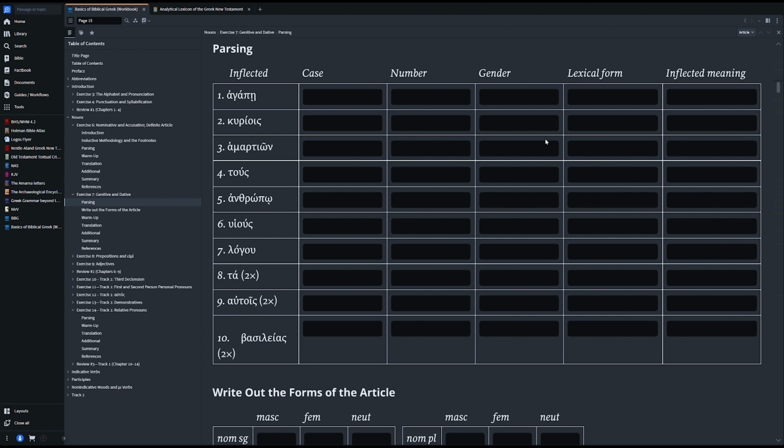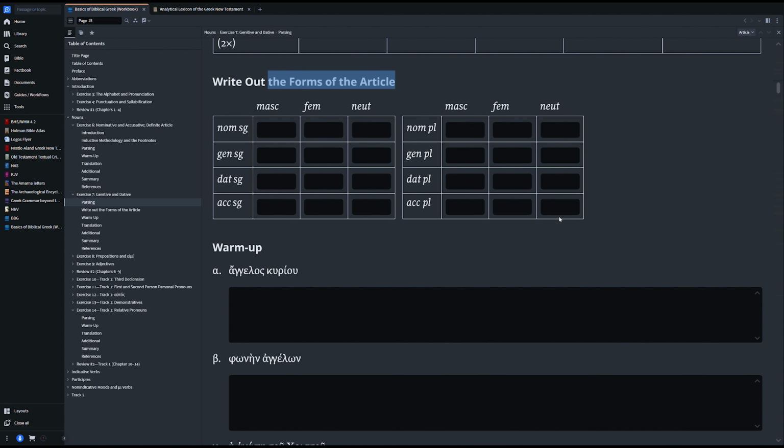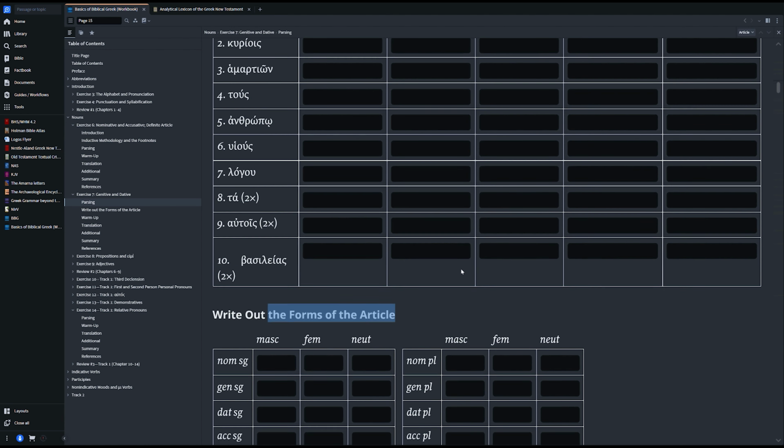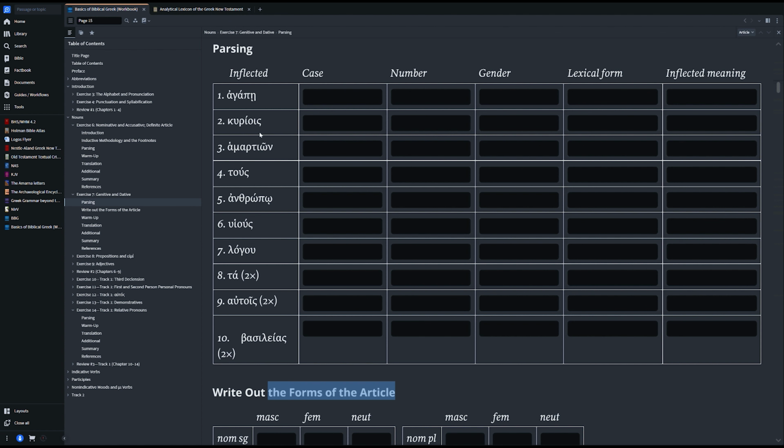And hopefully you're ready to go. Again, I'm not going to do all of these. You've got to do them on your own. I think you should start off by actually writing down the forms of the article first, because that'll remind you of your endings. And then you've got them right here to look at if you need to cheat a little bit, which is okay.